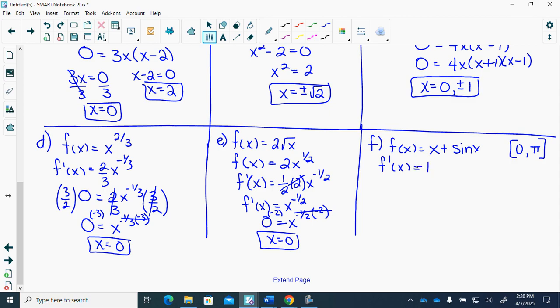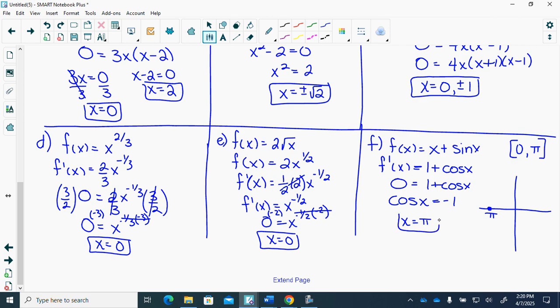What's the derivative of sine? Cos x. And so we have 0 equals 1 plus cos x. And then we have cos x equals -1. Where does that happen? Where does cos x equal -1? Pi? Some people will say, well, what about 0? Remember, 0 isn't a minimum. It keeps going and it goes down to a minimum. Because where does cos x equal -1? At pi.